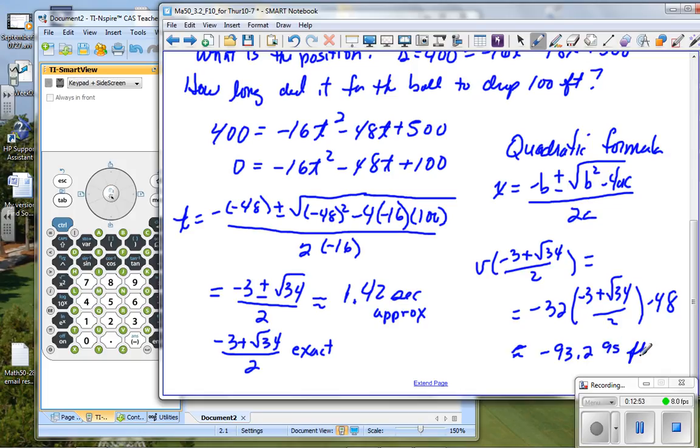If we look at that value, our answer is going to be approximately negative 93.295 feet per second. Now, could we do this on the Inspire? Absolutely. I would recommend that you find the derivative of the position function and then use this value in the velocity there.